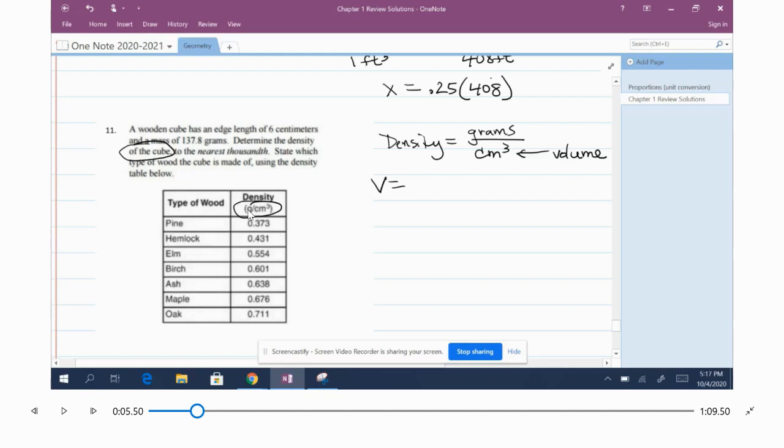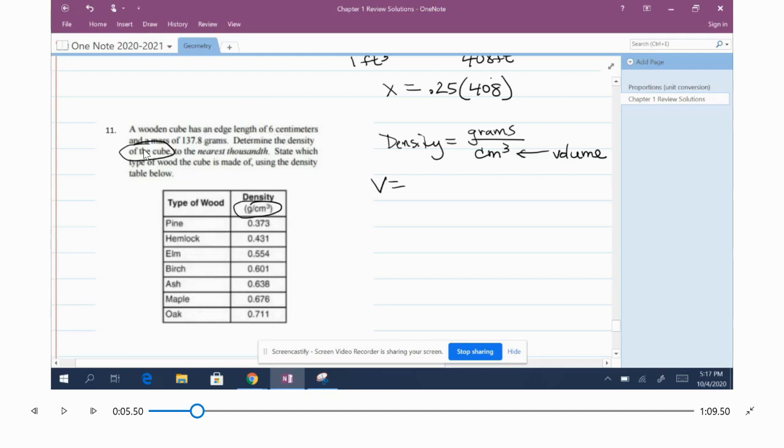of measure, grams over cubic centimeters, that's going to tell us what to put on top and what to put on the bottom. Now the cubic centimeters is an indicator that we're going to need volume. And then the grams will go on top, the cubic centimeters on the bottom. So there's a couple ways to solve this.